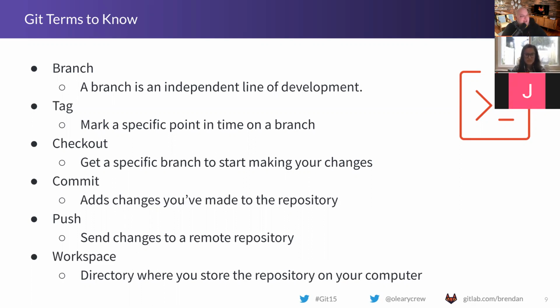Check out again, we defined that a little bit earlier. That's, hey, I want to get a specific branch and make some changes to it. Commit takes your changes that you have made and staged and adds them to the repository. Push sends those changes to the remote repository. And then again, workspace we talked about, it's the directory on your computer where the repository is.